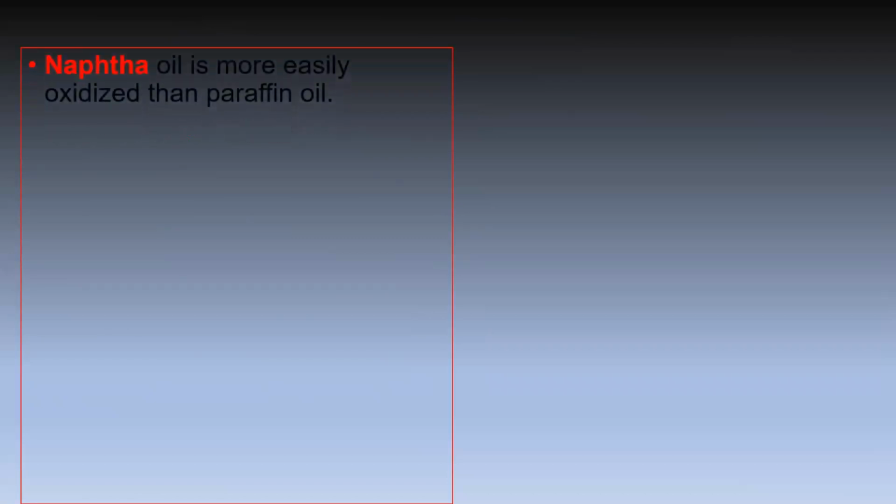Naphtha oil gets easily oxidized. Once it gets oxidized, sludge will be formed in the oil. Some sludge will get dissolved, but some may not get dissolved and will precipitate at the bottom of the oil. That will cause trouble for cooling, and the cooling system will get obstructed. So there is a problem with this.